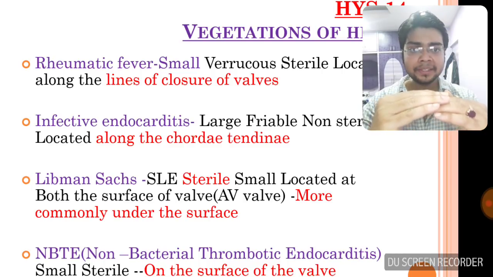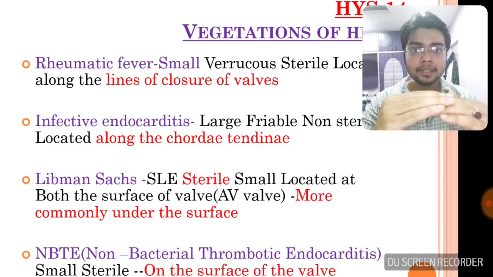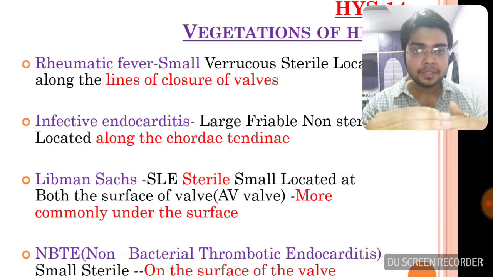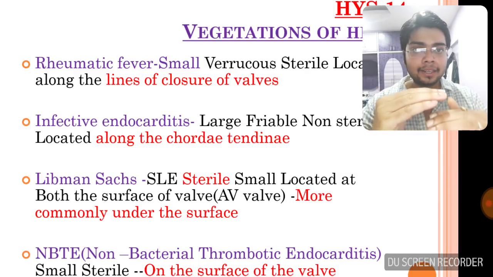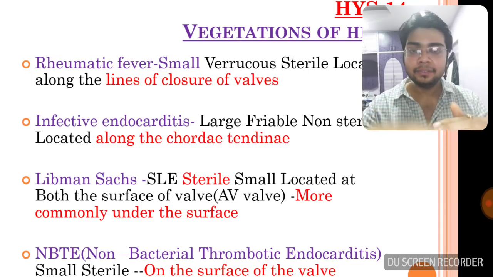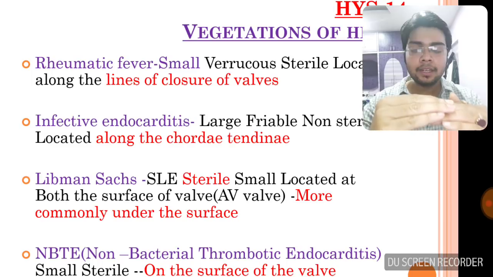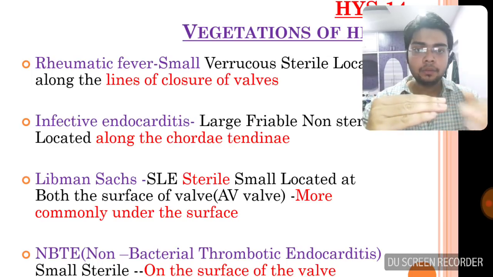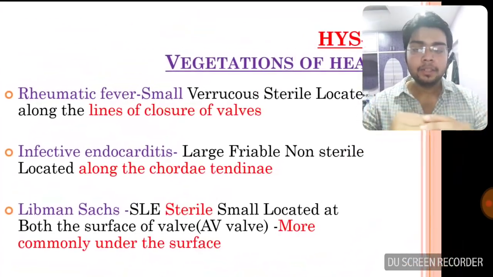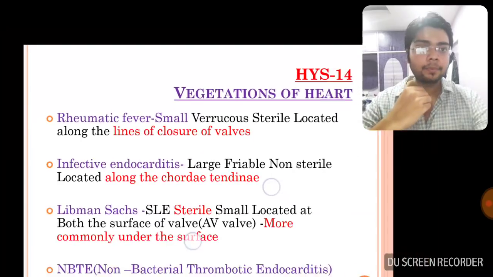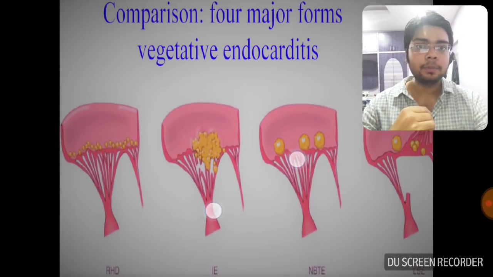Now in case of non-bacterial thrombotic endocarditis, this will also be sterile. So except infective endocarditis, all others are sterile. This NBTE, they will lie on the surface of the valve. Okay, so I will show you with a diagram so that you can have a proper understanding.